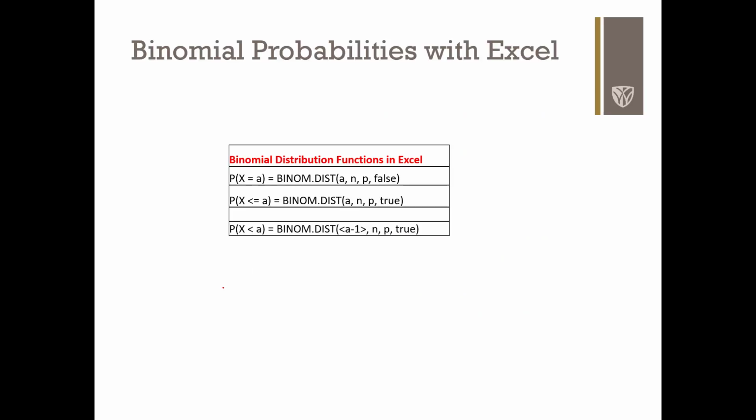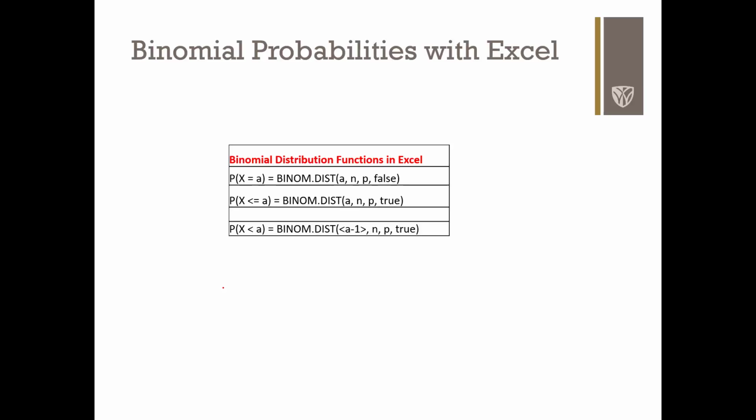So now that you have a basic idea about the probability distribution and how it works and how to convert words into probability statements, and we've illustrated that using the table, we want to move into Excel. Excel has a function called the binom.dist function that allows you to compute binomial probabilities. It has 2 different versions.